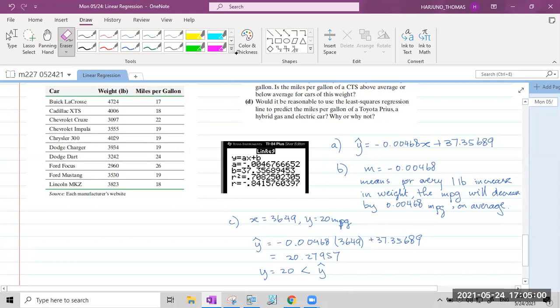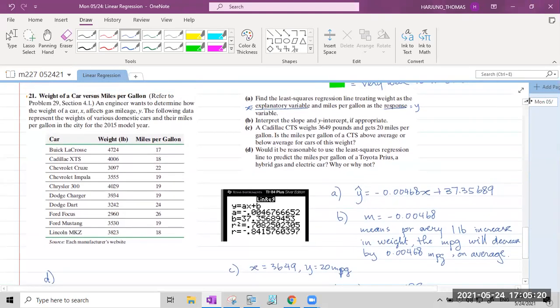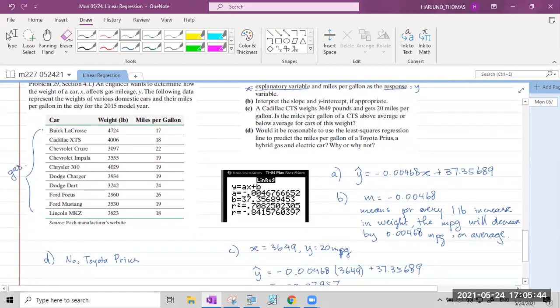Okay, now part D. Is it reasonable to use the least squares regression line to predict the mileage of a Toyota Prius? Do we expect to have the same mileage? And the answer will be no. A Toyota Prius is not a full gas car. The technology is different.